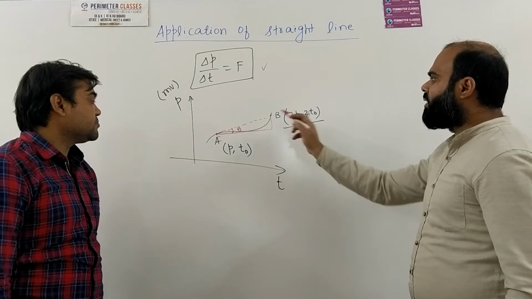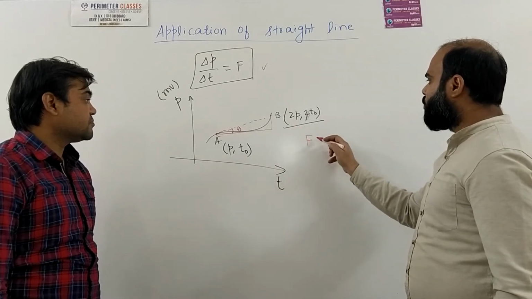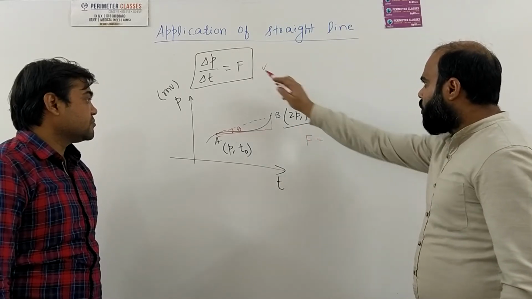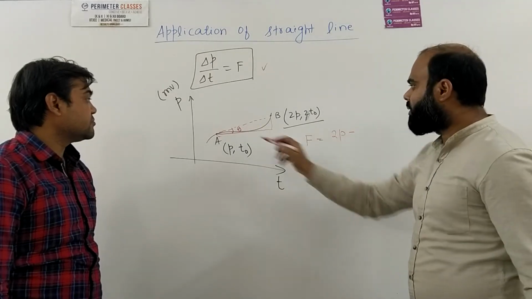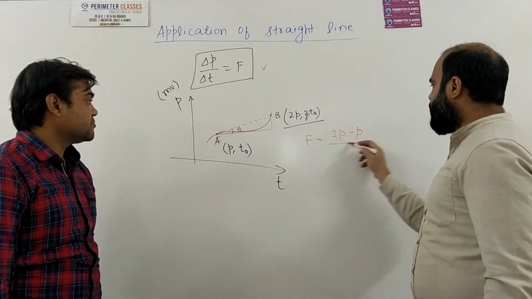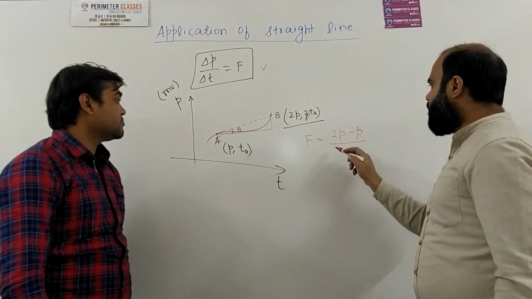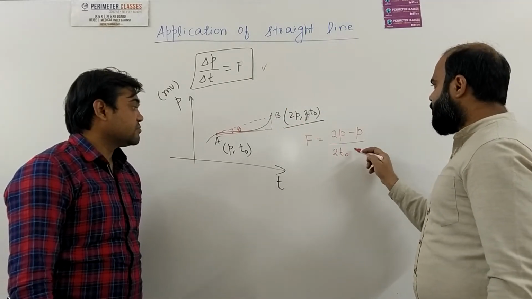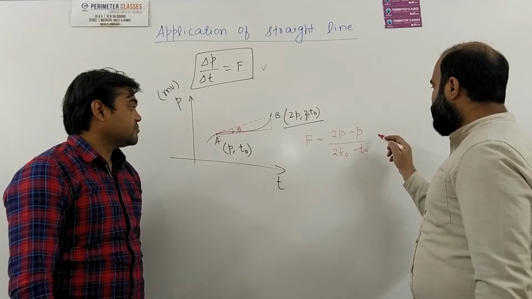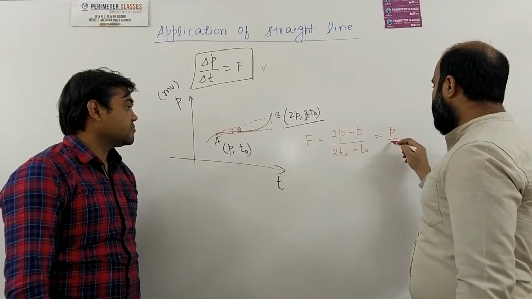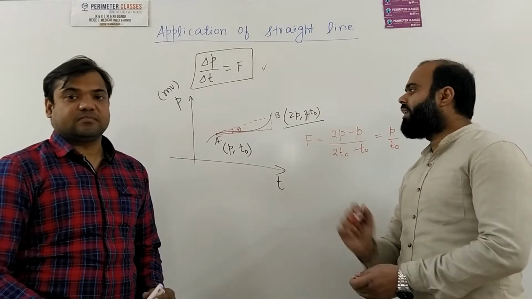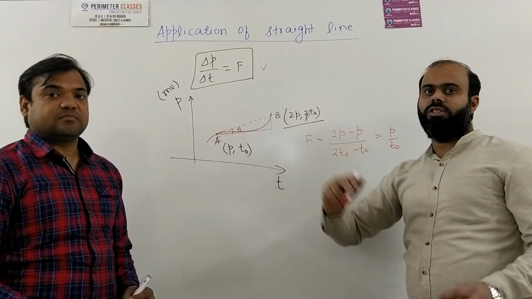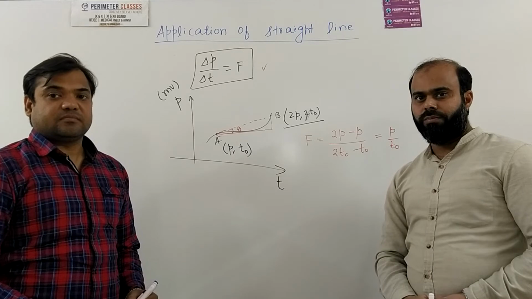Now let us find the force here. So the force is delta P, that is final momentum minus initial momentum, divided by delta T, final time minus initial time. So what do we get? P upon T naught. This is the force which has led to this change in the state of the body.